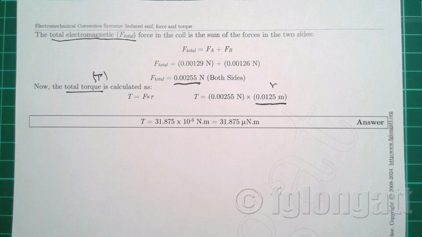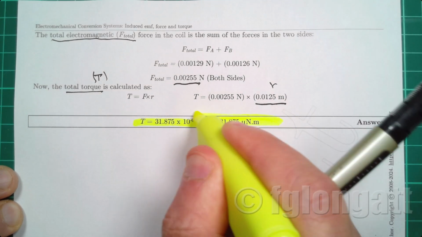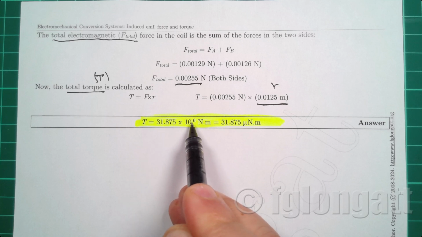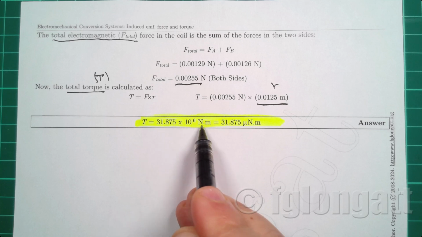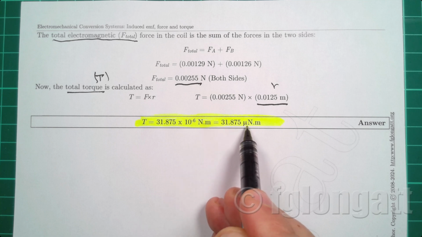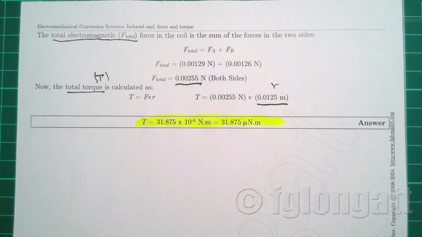The total torque that you will have in your coil is basically this number over here, 31.8 exponent minus 6 newton meters, or in other words, 31.8 micronewton meters. So this is the answer. This is the answer for this example.